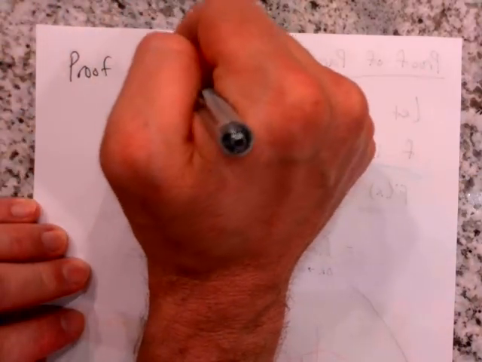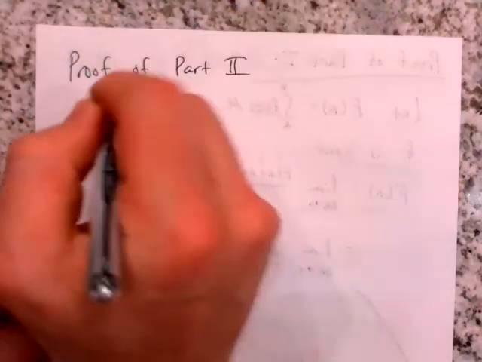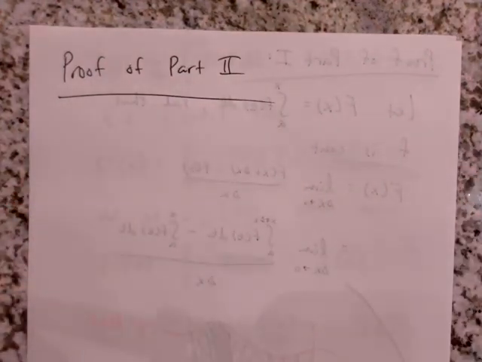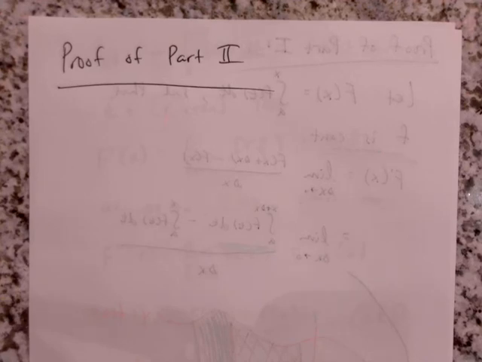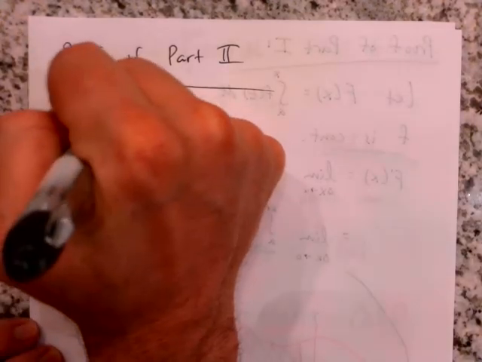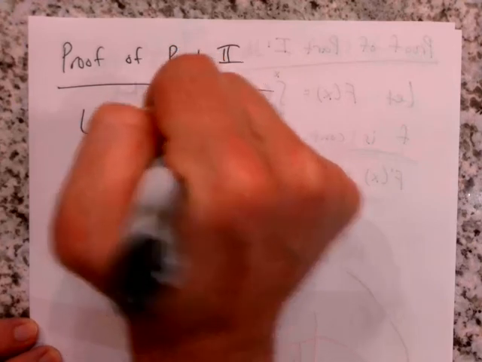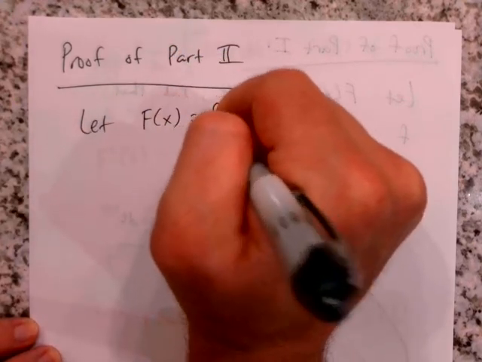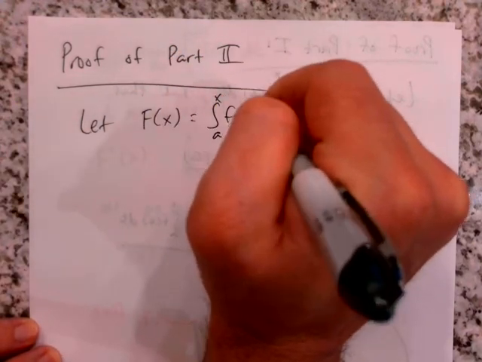So part 2 is the part that is the most useful to us because it gives us a much quicker way to compute definite integrals. But as I mentioned earlier in the video, it's just a consequence of part 1. So let's do it. Let's say that we have some function big F of x, which is the integral from a to x of f of t dt.